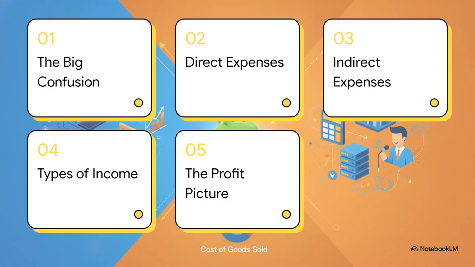Okay, let's dive right into our blueprint to profit. We're going to start by tackling the big accounting confusion head-on. Then separate direct from indirect expenses, take a quick look at direct versus indirect income, and finally, bring the whole thing together into the final profit picture.